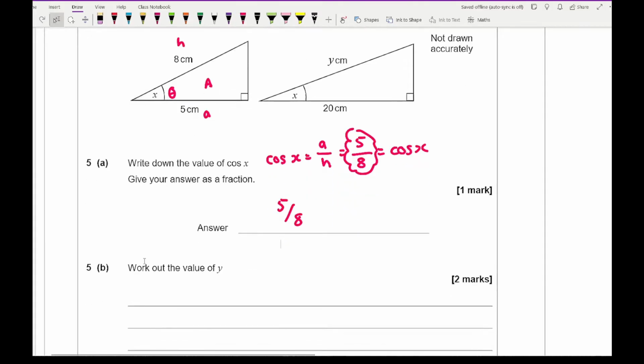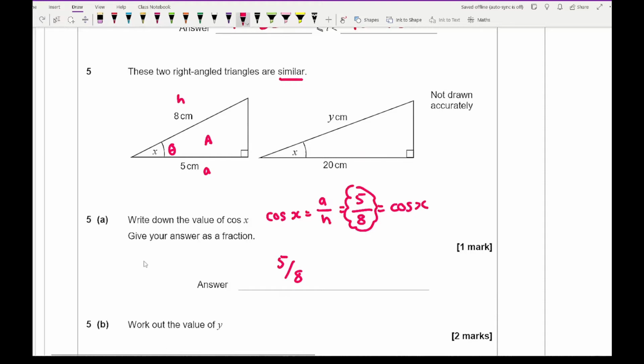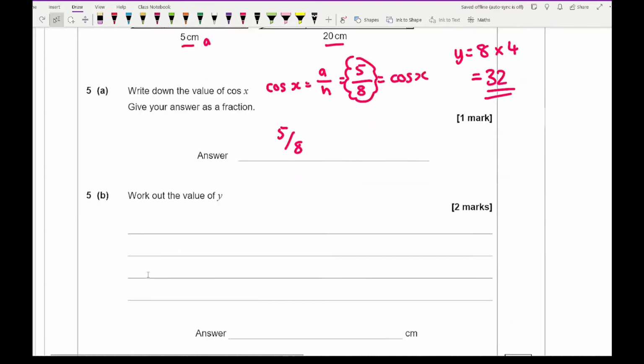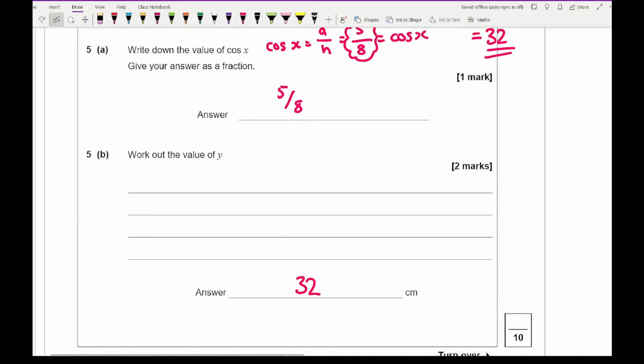Then moving on to question 5b, it says work out the value of y. Well, first things first, what I need to do is work out what the length scale factor is, and this is where it being similar comes into play. So it's going to be the length on the new shape, which is 20, divided by the corresponding side on the smaller shape, which is 5. So the length scale factor is going to be 4. So y equals, and it's going from small to big, so it's going to be 8 times 4, and that gives us an answer of 32. So the answer for B is 32.